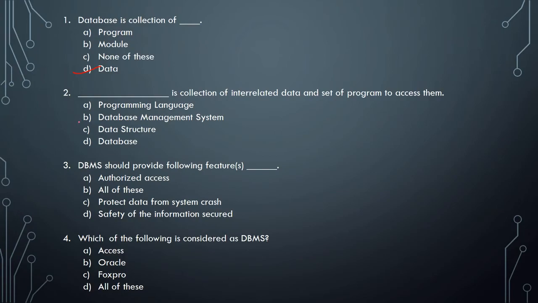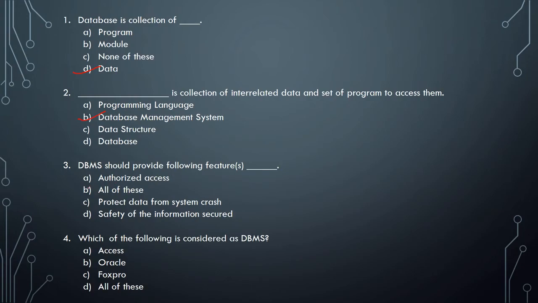So database management system, DBMS, is a collection of interrelated data and a set of programs to access them. Database is a collection of data, right? It's an organized collection of interrelated or structured data, whereas DBMS has both a set of programs and interrelated data. After that, DBMS should provide the following features.